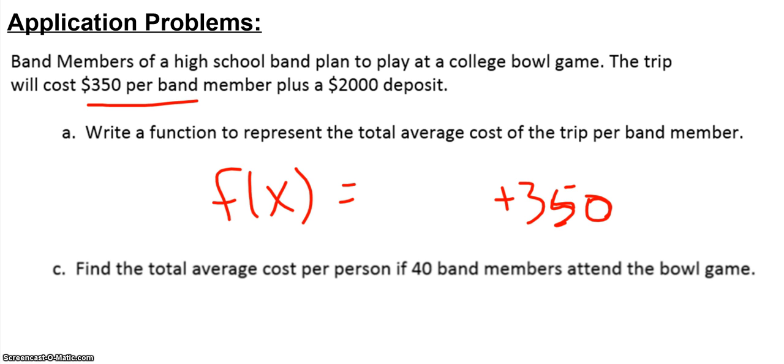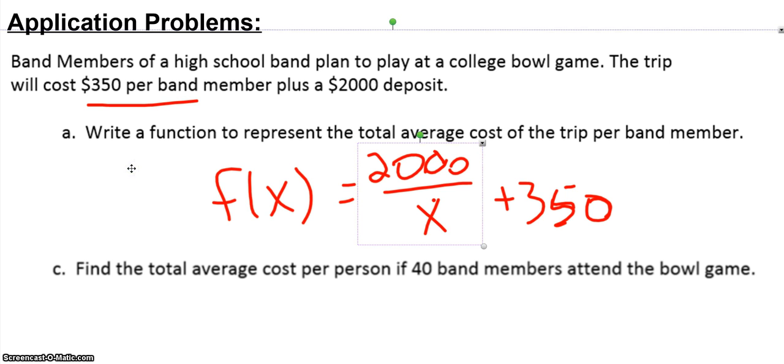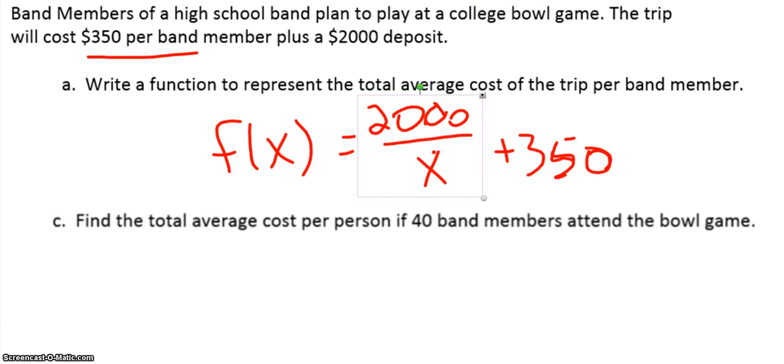The next thing is I have $2,000. I want to take $2,000 and divide it evenly among everybody in the band. So I'm going to have 2,000 divided by x, which is the number of members in the band. And this is how much one person will have to pay in order to go on this trip. Big hint when you write your functions: it has to be a rational function, because that's what we're learning about.